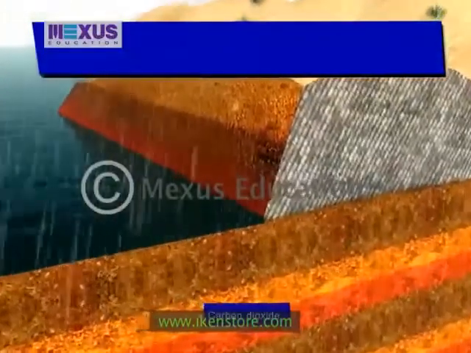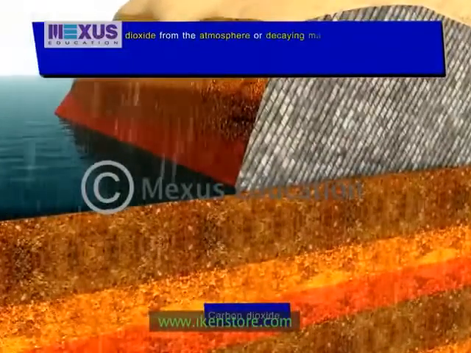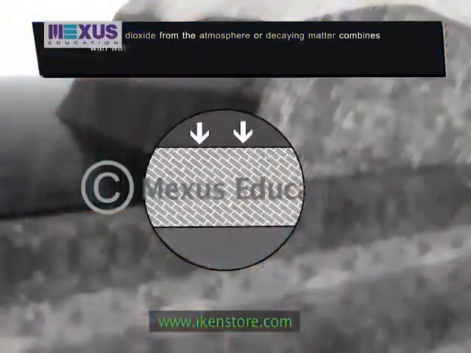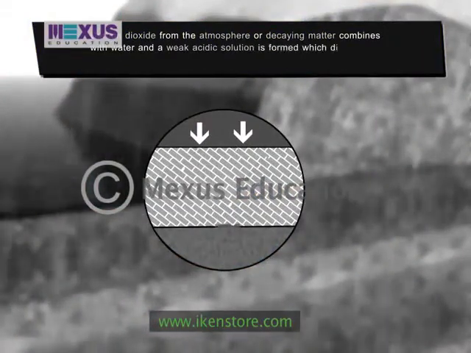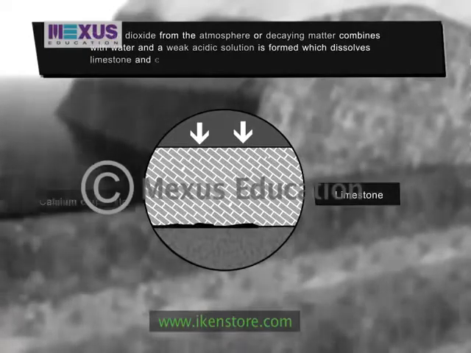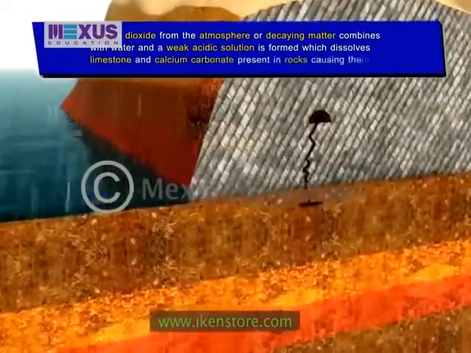For example, carbon dioxide from the atmosphere or decaying matter combines with water and a weak acidic solution is formed. This solution dissolves limestone and calcium carbonate present in rocks, causing them to crack.